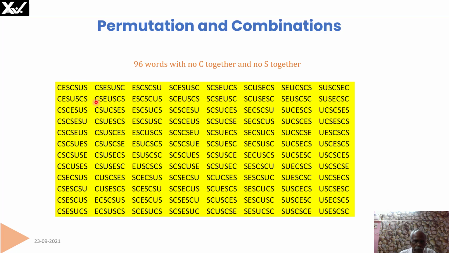And the number of words also is shown here, 96 words, which satisfy the condition given in the problem. Hope you have understood.